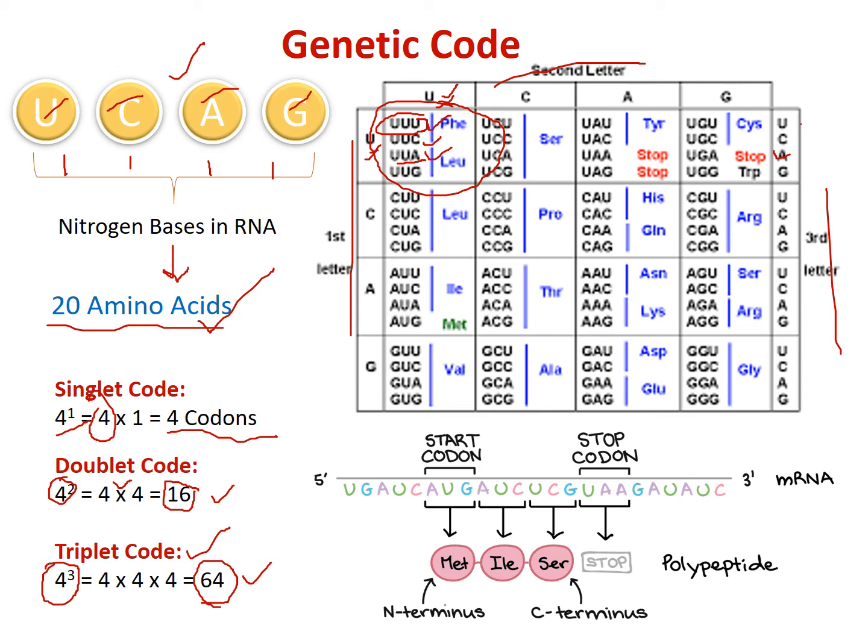Each codon will have three letters. So here we have a total of 64 codons, but we have only 20 amino acids, right? Then what about the other codons, what will they be doing? What will they be coding for?